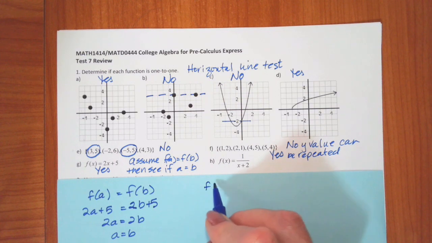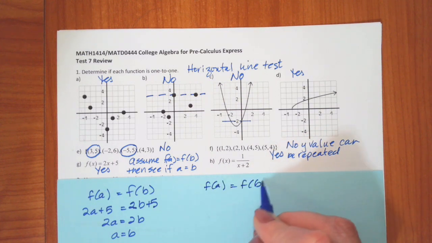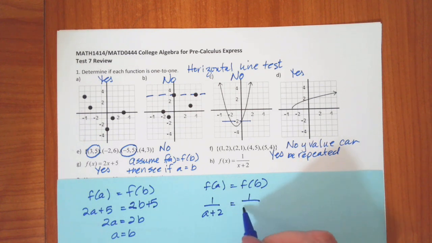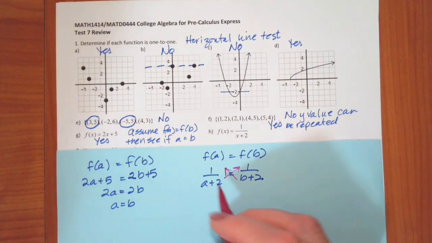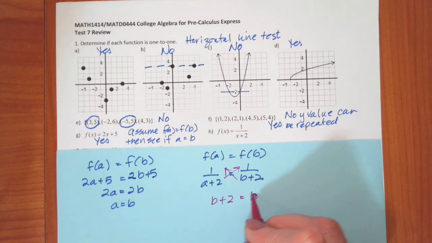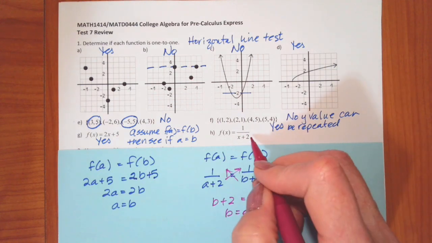Here, I will do the same thing. If f of a equals f of b, then a has to equal b. So f of a is 1 over a plus 2, and I want to know if that's equal to 1 over b plus 2. Now I have to solve for a or b. This is a proportion, so I can cross multiply. So b plus 2 is equal to a plus 2, which tells me b equals a. So yes.